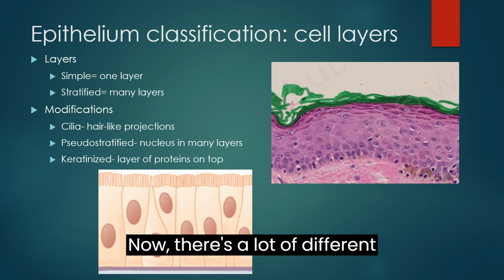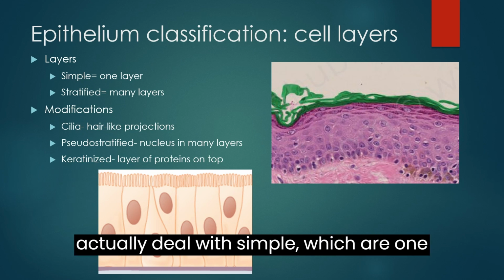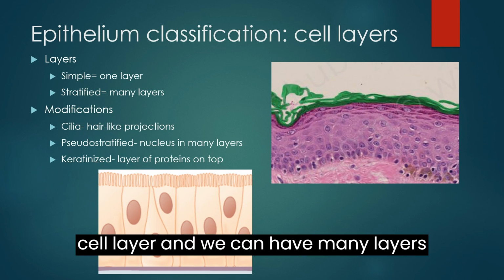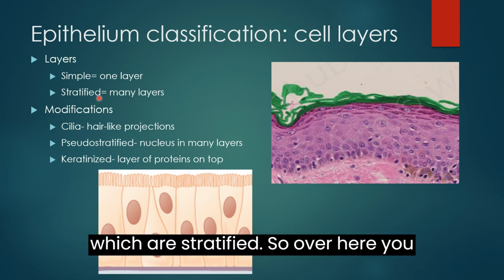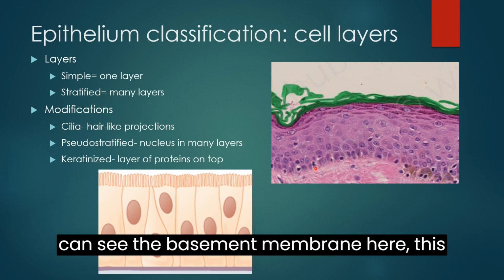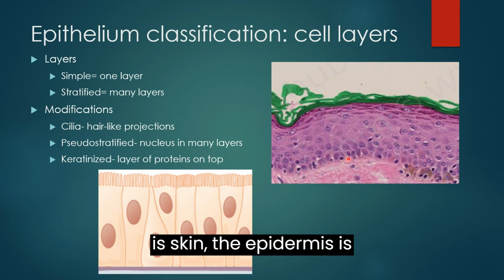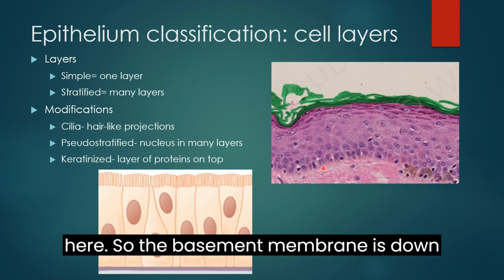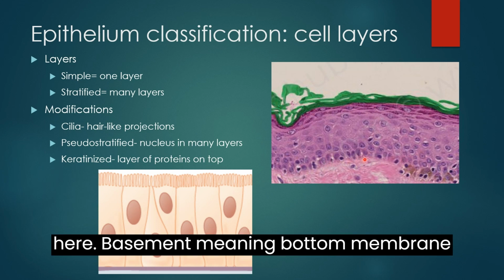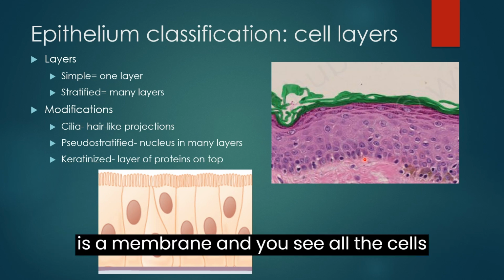Now, there's a lot of different classifications that we have. We can actually deal with simple, which are one cell layer, and we can have many layers, which are stratified. So over here, you can see the basement membrane here. This is skin. The epidermis is here. So the basement membrane is down here. Basement meaning bottom, membrane is a membrane.